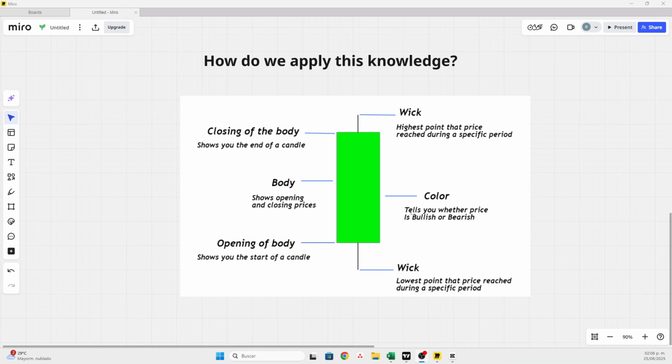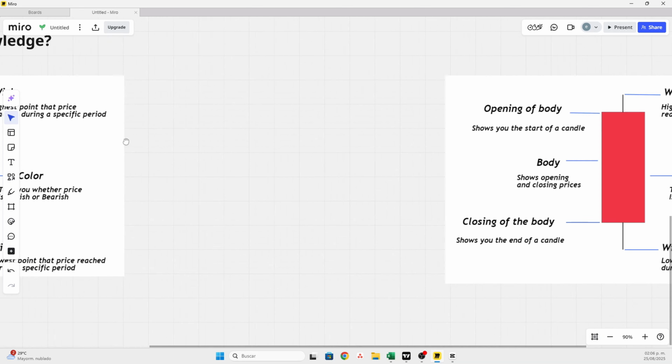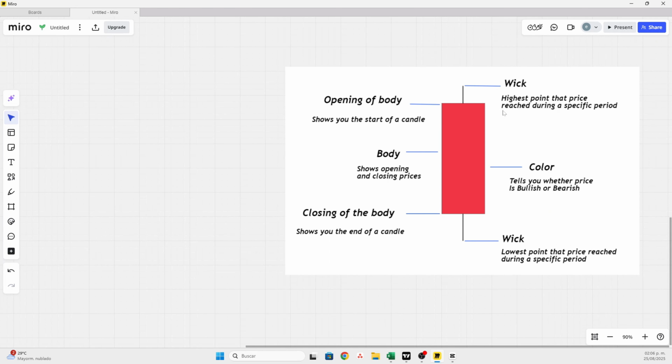Now let's jump into the color of the candle. The color will tell you whether price is bullish or bearish. Green means that price went up during these 5 minutes, or any time frame that you're on, and red will mean that price went down during this time period.